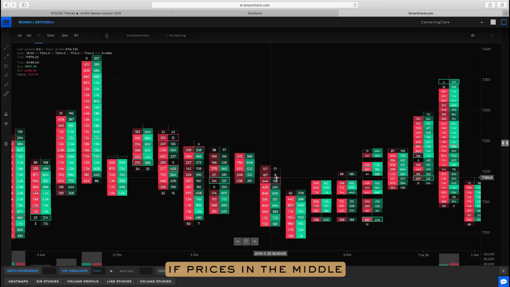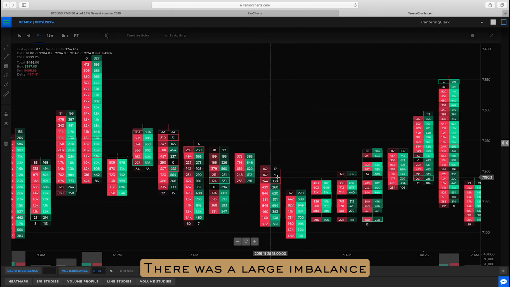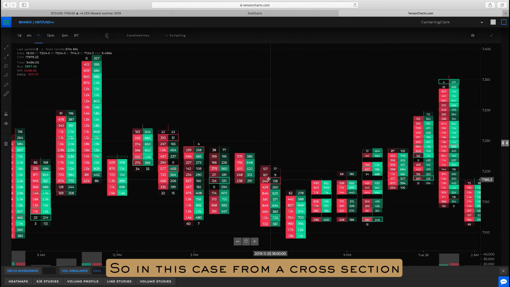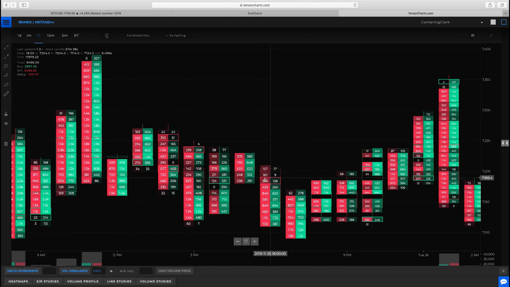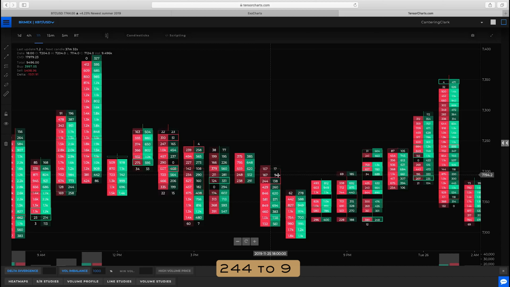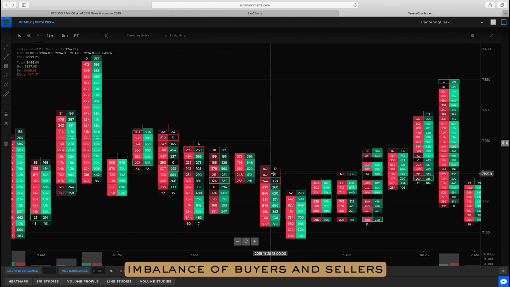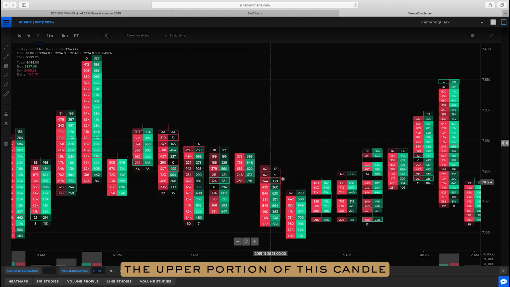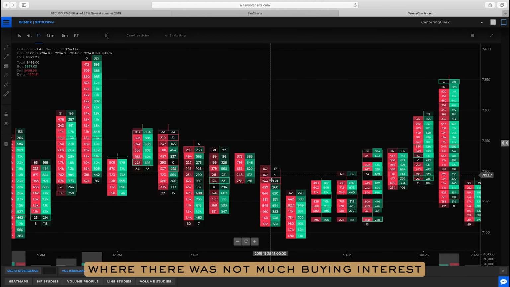We're considering that as price was moving up and down, at some point there was a large imbalance between buyers that lifted the offer and sellers that hit the bid. In this case, from a cross section, on a diagonal, 244 to 9. This is a large imbalance of buyers and sellers: much more sellers hitting the bid than buyers lifting the offer in this area. You can see that in the upper portion of this candle there was an imbalance, where there was not much buying interest and there was much more selling interest.